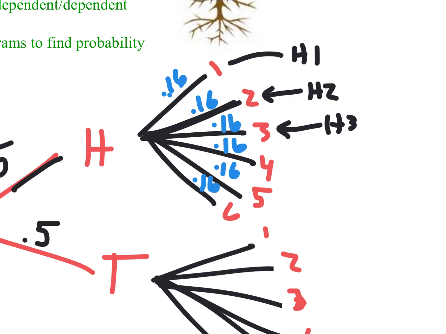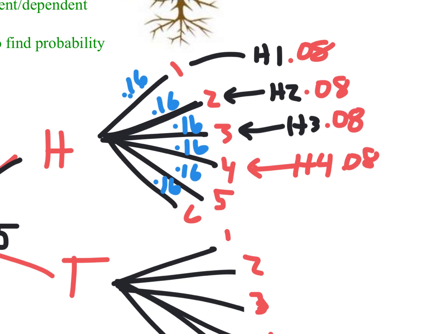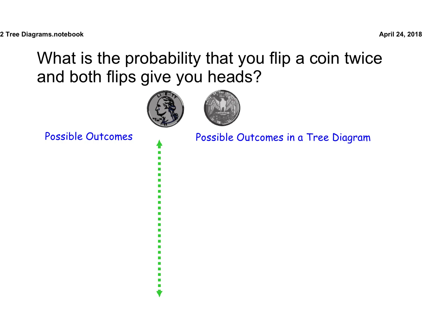So this is kind of boring. There was a 0.08 chance I was going to get any of these combos. They're all the same, so it was equally likely that I could have gotten any of them. All right, I'm not going to keep writing this, but I think you get the idea. This was heads 4, and its probability was 0.08.